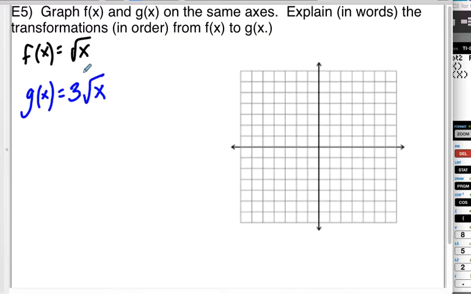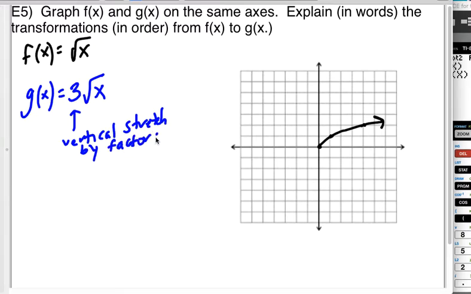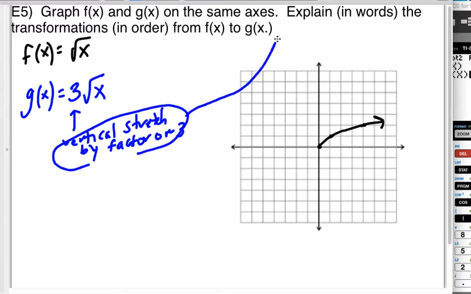So in E5, we're going to graph this transformation. So let's graph the original. Hopefully you're getting pretty good at graphing the parent functions, probably better at it than I am at this point. All right, so there's my parent function. What's going to happen is this 3 in front of the parent function is going to be a vertical stretch by a factor of 3. So that's my explanation in words, but let's look at what's actually happening.